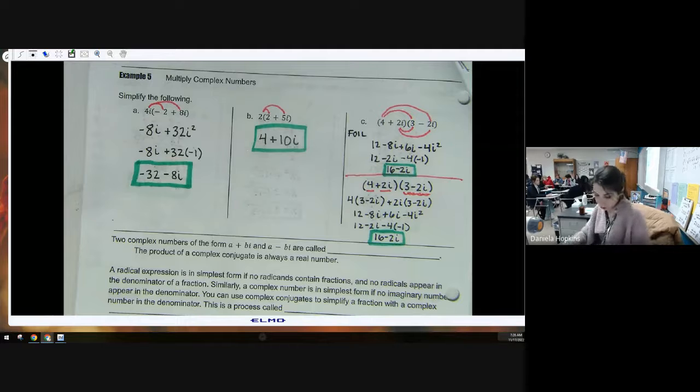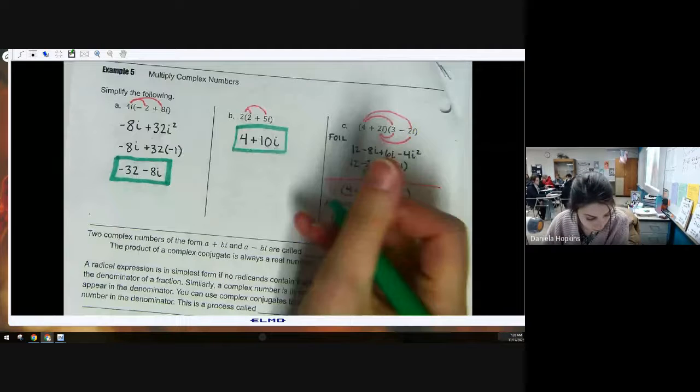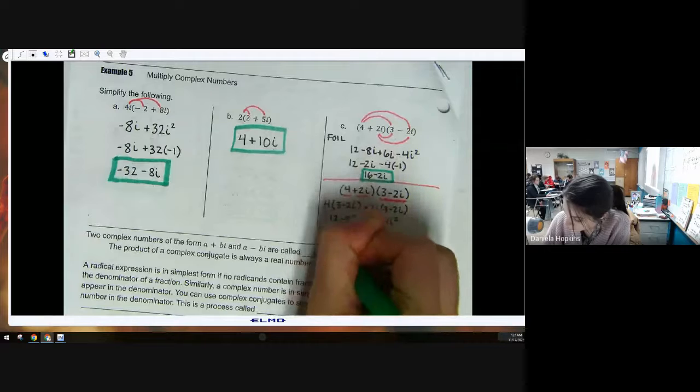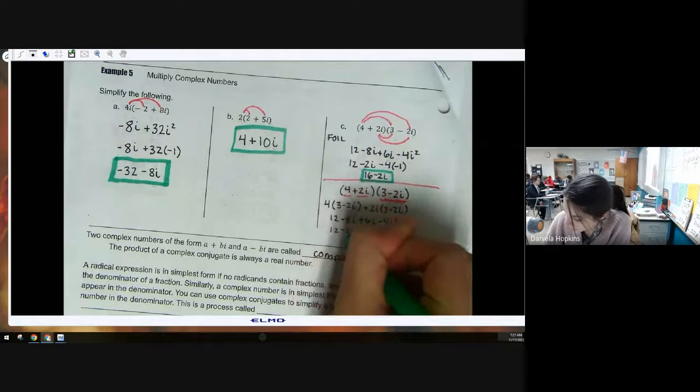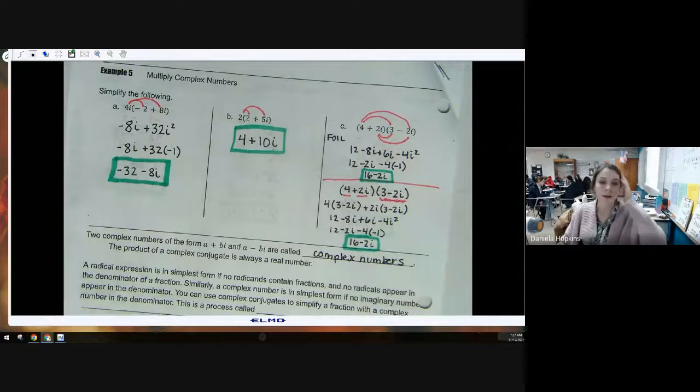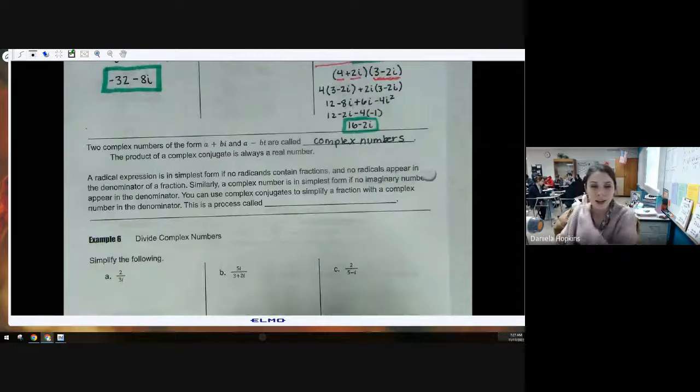So I don't know why I put this definition here, but two complex numbers of the form a plus bi and a minus bi are called complex numbers. That's not even a good definition because it has complex numbers in the definition. I don't know why I wrote that. But we learned that yesterday.